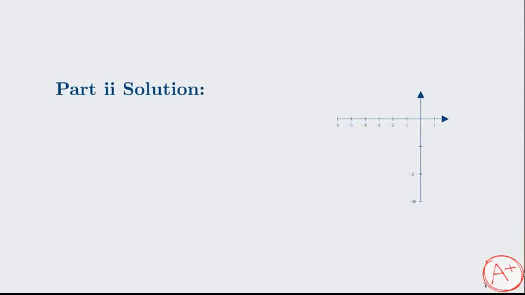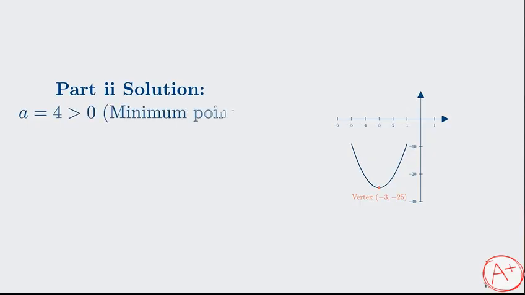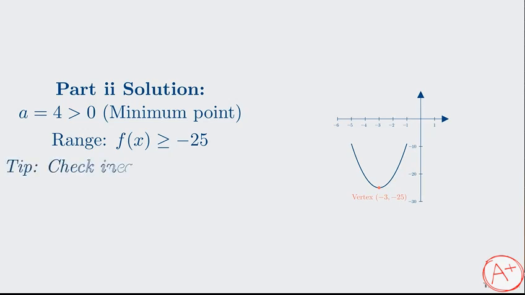To find the range, we look at our vertex, which is at (negative 3, negative 25). Since the leading coefficient is positive 4, the graph is a U-shape, meaning negative 25 is the minimum value. Therefore, the range is f of x is greater than or equal to negative 25. In the exam, stating the range correctly often earns a specific mark, but you must look at the inequality sign carefully based on whether you have a maximum or a minimum.